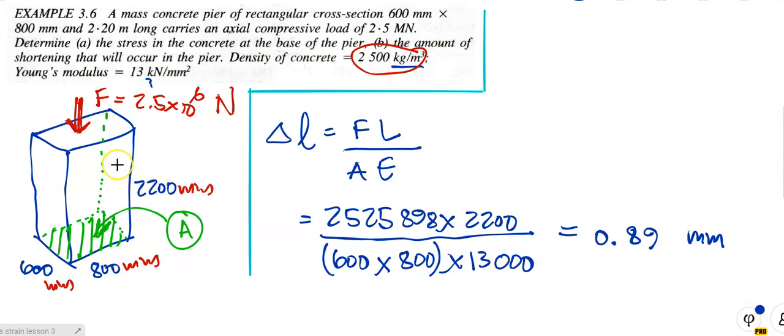So this column with these dimensions, under that load, with that density of concrete and that E value, will shorten by just under a millimeter. Okay, people, that's all the examples I'm going to work out. I'm going to quickly dig out the exercise I gave you, and I just want to say something about it quickly.